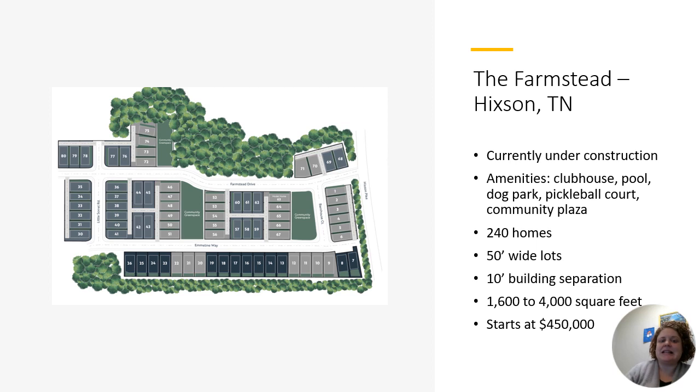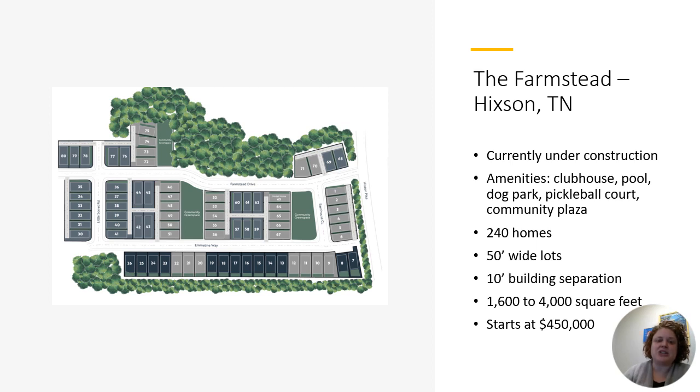Here is an example of a residential PUD in our region. The Farmstead is being developed in Hickson, Tennessee, in northern Hamilton County with 240 homes, and I believe future phases will add more homes. The lots are 50 feet wide and have only a 10-foot building separation. The homes range in size from 1,600 square feet to 4,000 square feet, according to their website. The homes are examples of the tall, skinny type of structure that I mentioned earlier.